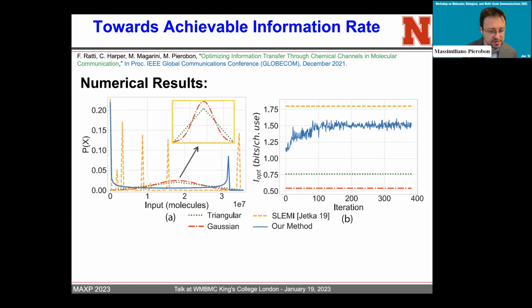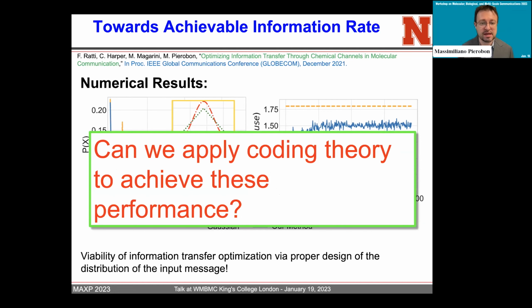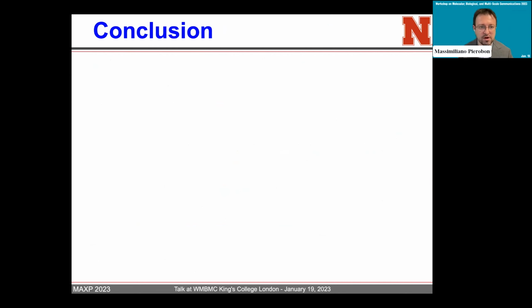And we also found out what is the achievable information rate for a system like that, and I invite you to take a look at the publication for that. And then we asked ourselves, can we apply coding theory to achieve this performance? And then we have another work that we developed, which I won't talk about today, but for which we actually had a paper award, the runner-up paper award at INFOCOM.